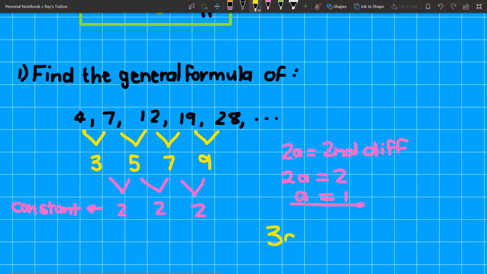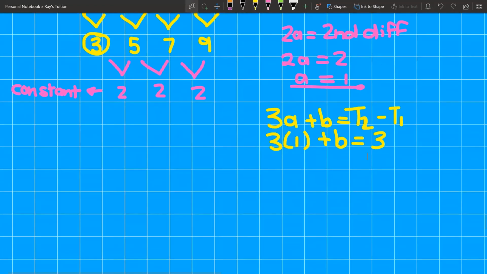So we have 3A plus B is equal to our T2 minus T1, which is our first difference. So 3, and A we now know is 1, plus B, which is what we're solving for, and T2 minus T1 is 3. Okay, so now we go ahead and solve. So this is 3 plus B is equal to 3. So here we get B is equal to 0.